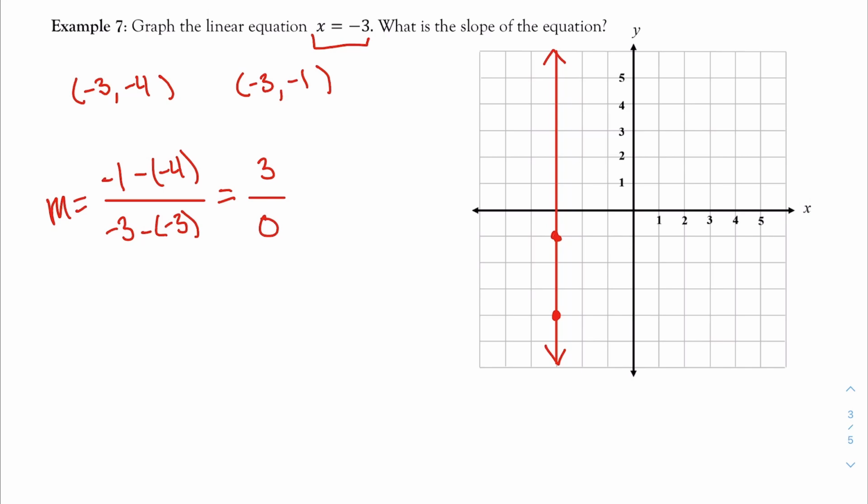Well, we don't want to divide by 0. If this is the case, then I say that my slope is undefined. So we have an undefined slope anytime we have a vertical line. So this is our slope here. So that finishes our example 7. Now, let's look at our last one for this video.